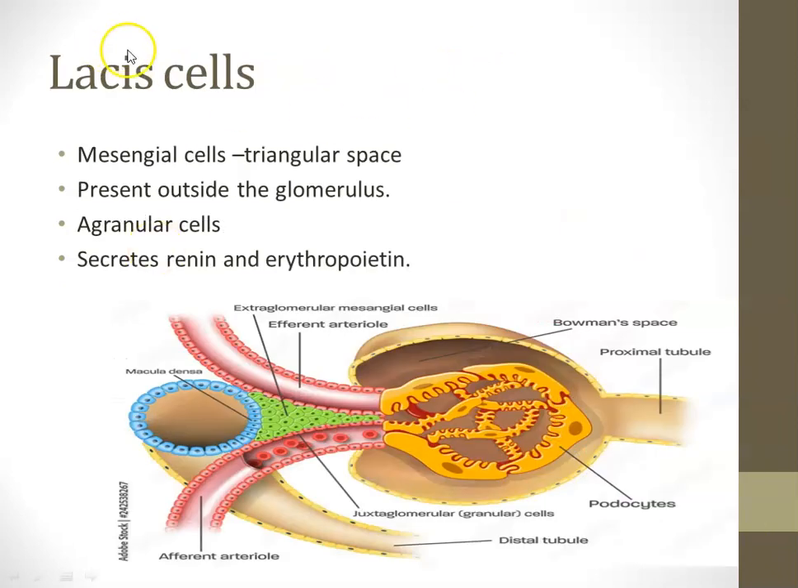Then comes the lacis cells. These are the extraglomerular mesangial cells. They are present in the triangular space between the efferent and the afferent arteriole. They secrete renin and erythropoietin.